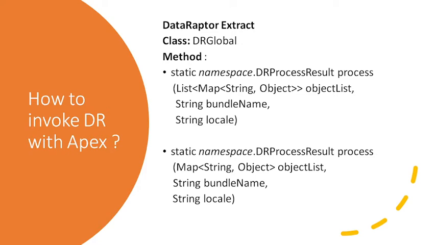If you observe the second method here, the method declaration is almost the same, but the difference is in the parameter. Here it will accept only one map of string and object. In the above method, it will accept a list of maps.